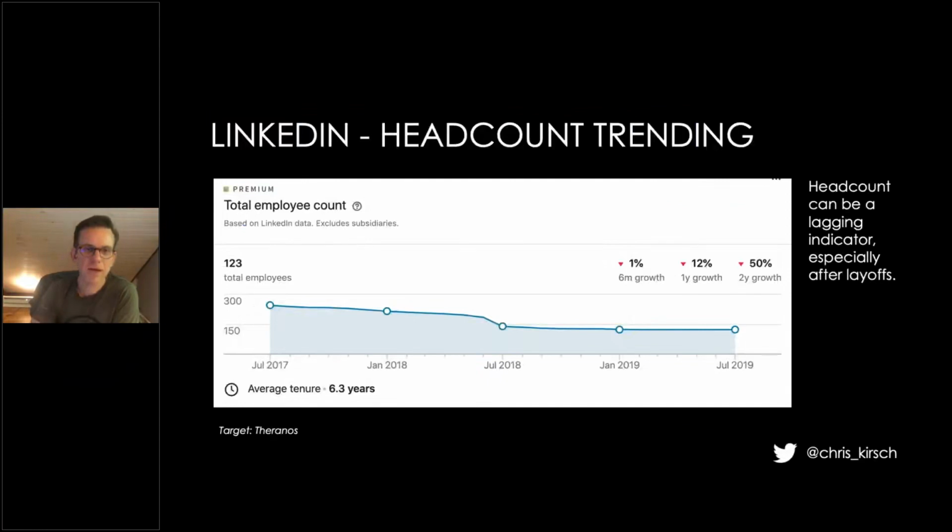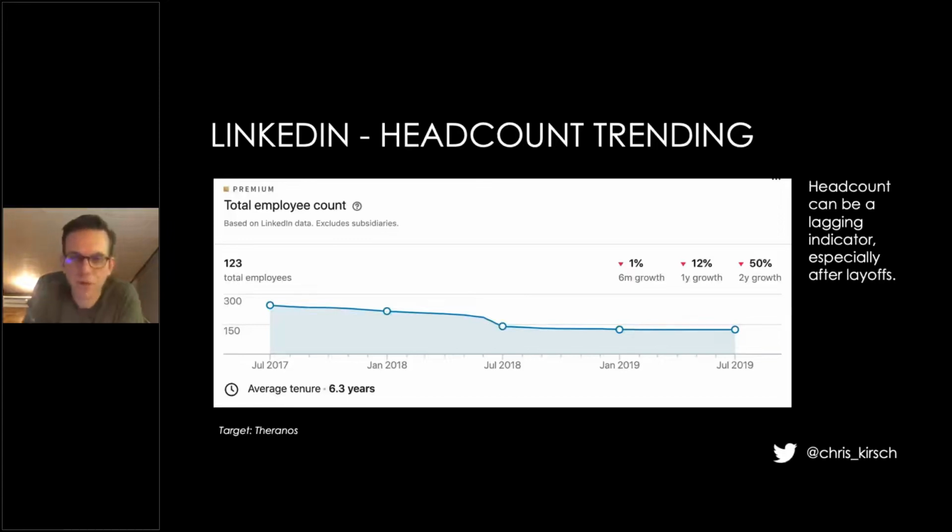The second thing I look at, and now we're getting into territory where you have to have a paid LinkedIn account, is the headcount trending. I love that even more than just the headcount itself. And this is Theranos again. We're seeing that there were close to 300 employees a while back, and then in July 2019 they were down to 123. So something happened, like in June, July 2018, when they lost a lot of people. This is really good to see the overall trend. Are they growing? Are they stagnating? Or are they actually going down?